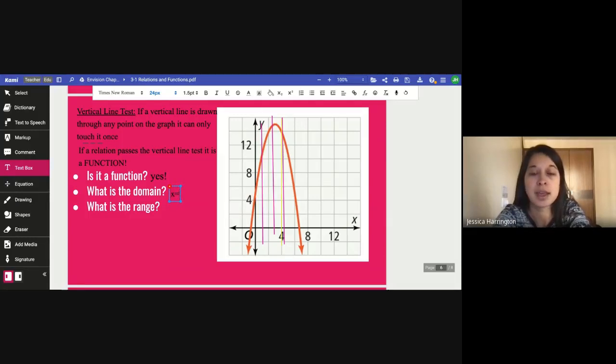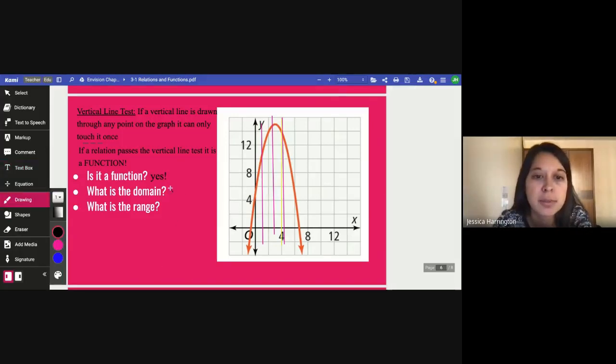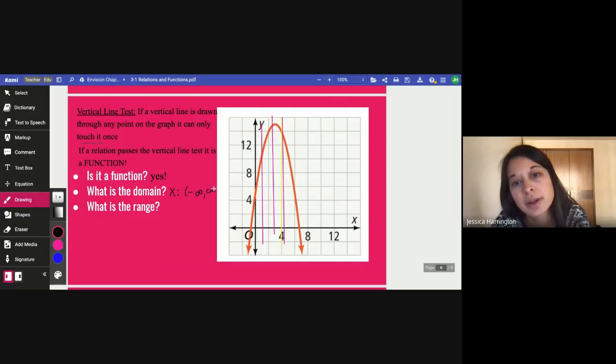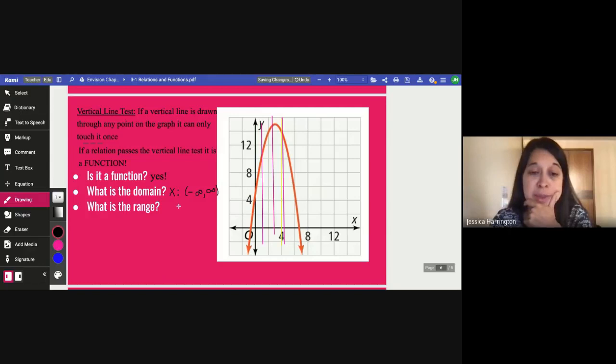Or you can also list it like this. X is allowed to be any number between negative infinity and infinity. That's one way you can write it. You can also say x can be all real numbers, right? Any number on the number line. There's no restrictions on x. It's allowed to be anything.